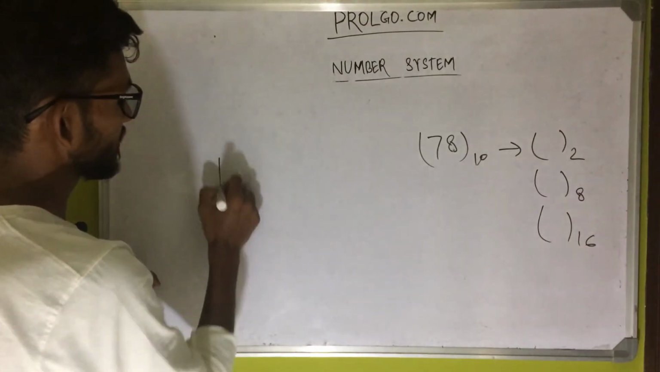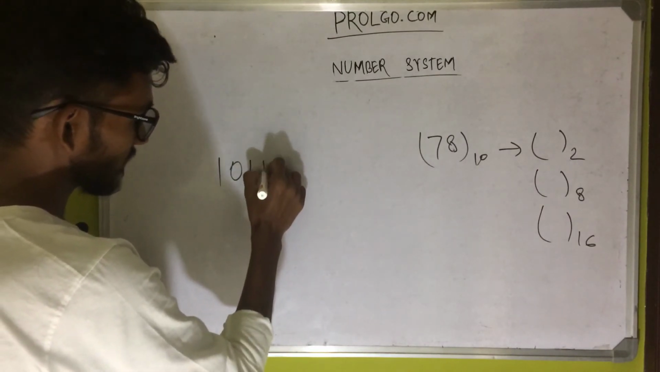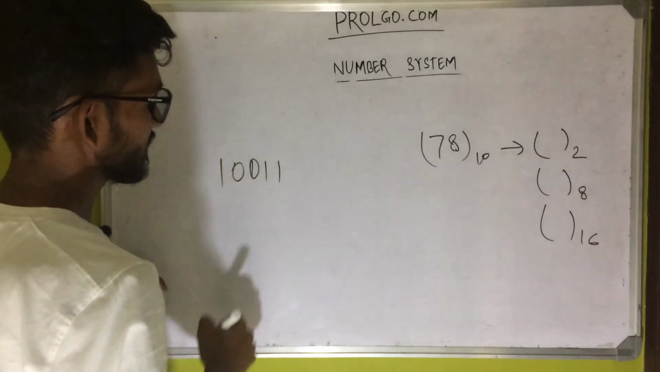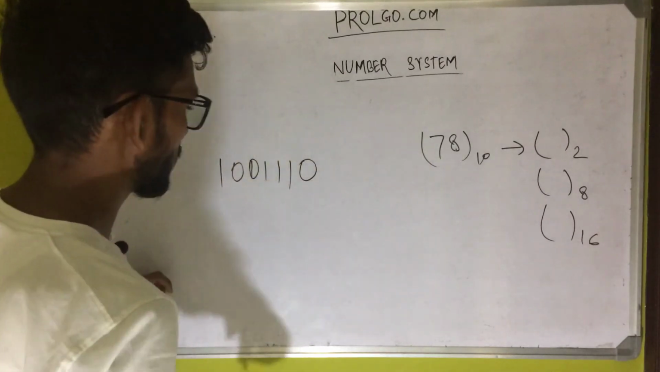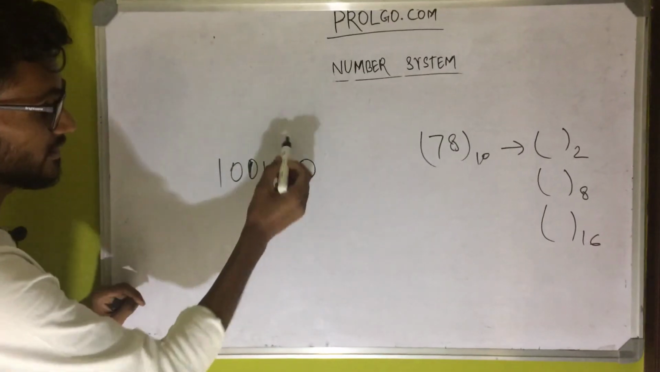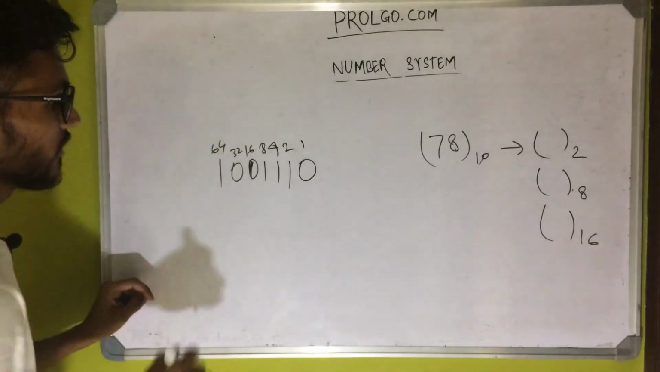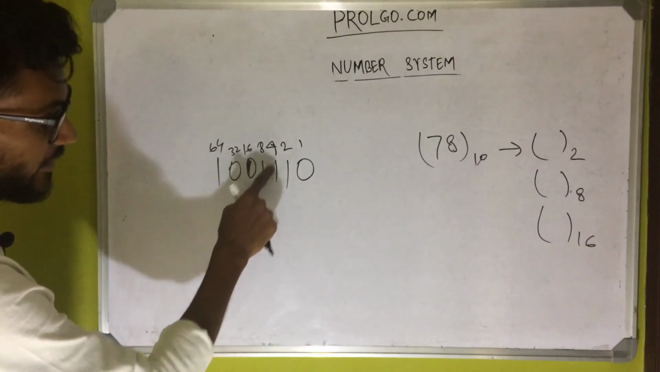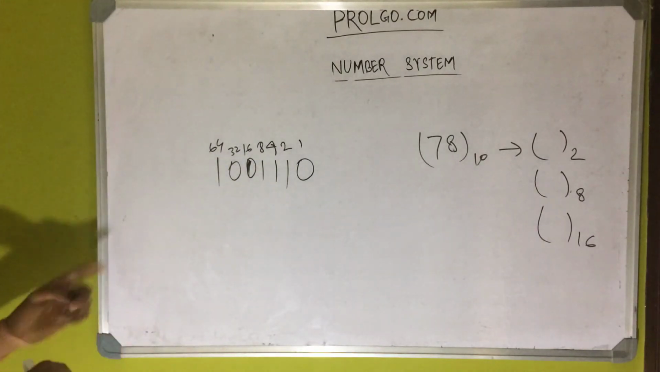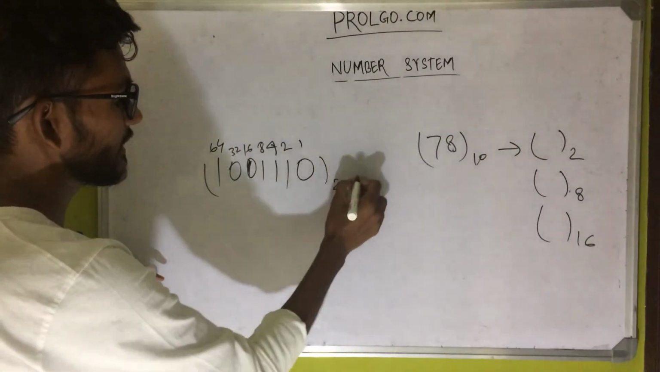So take 78. I'll take 64, 32, 16, 8, 72, and then 4, 76, 2, 78, so 0. So this is equivalent to 78. Just take 1, 2, 4, 8, 16, 32, 64. What I have done: 64 plus 8 is 72, plus 4 is 76, plus 2 is 78. This is how I can calculate easily. So now you have converted this number into binary.